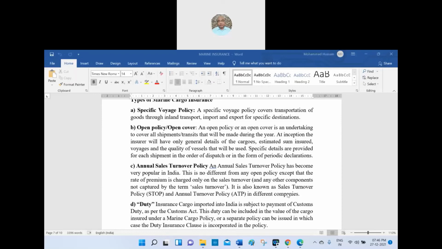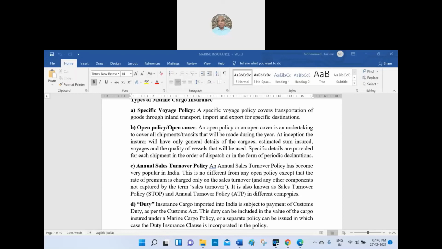That's why we can say in an open policy, we can keep the riders there. And when the riders are more, then the premium would be more. The riders mean conditions to be covered. So that is the open policy or open cover policy.